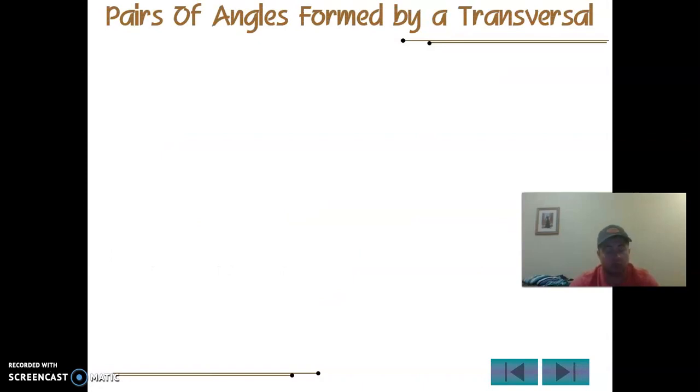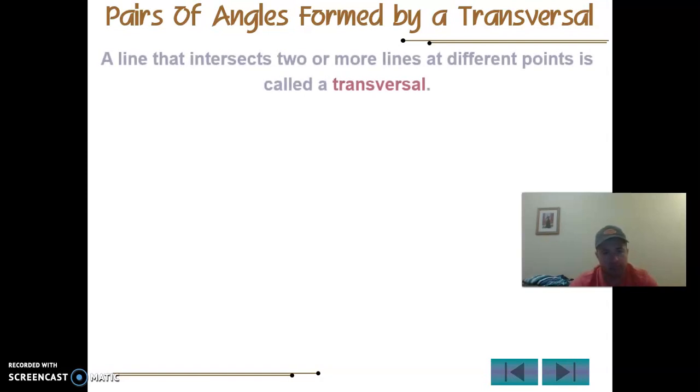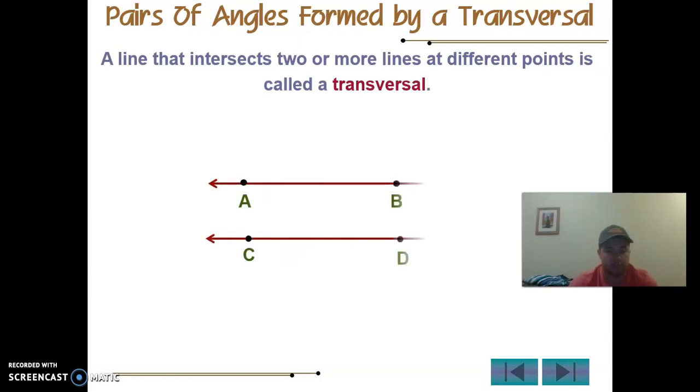Now we have this fancy word called a transversal, but let me show you a picture. A transversal is a line that intersects two or more lines at different points. So here we have two lines, and these two lines are very, very special. These two lines are called parallel lines. What are parallel lines? What is special about parallel lines? If you said parallel lines never get further apart, they never get closer together, you're right.